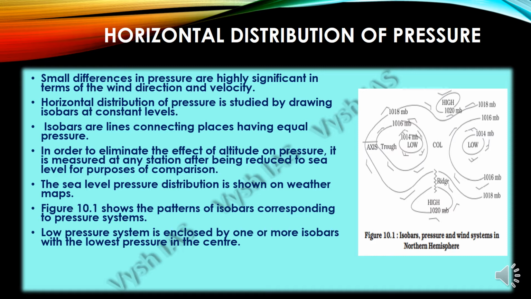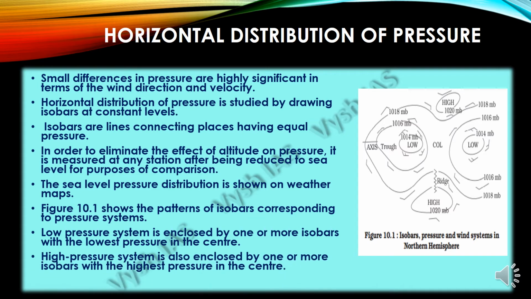A low pressure system is enclosed by one or more isobars with the lowest pressure in the center, and the same happens for high pressure. A high pressure system is enclosed by one or more isobars with the highest pressure in the center. Enclosed means it is surrounded by.